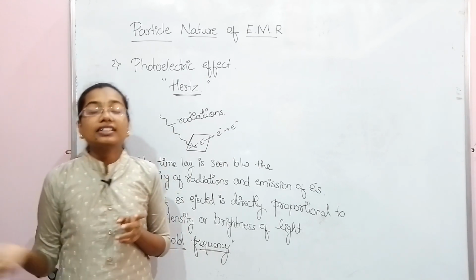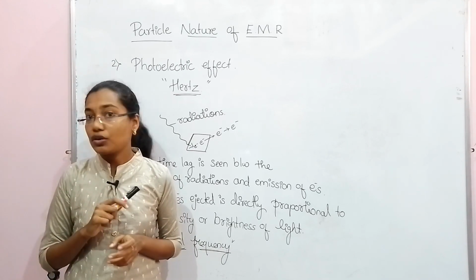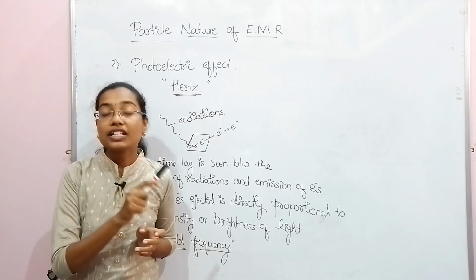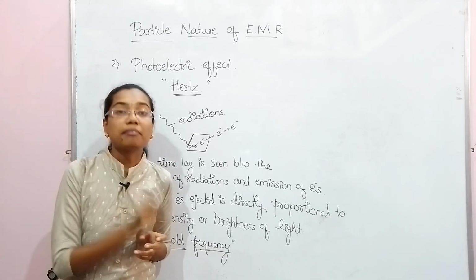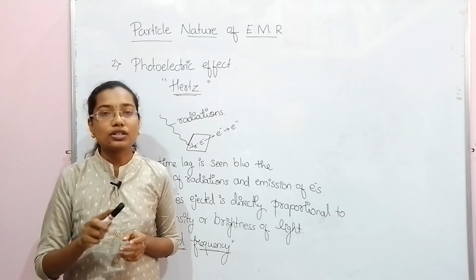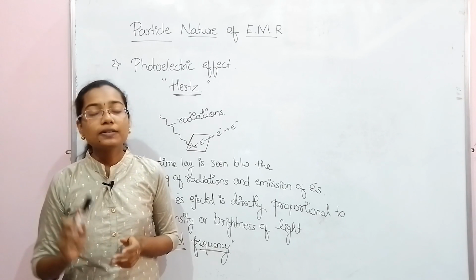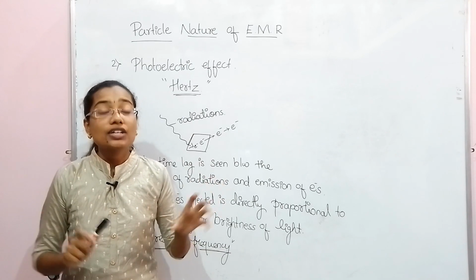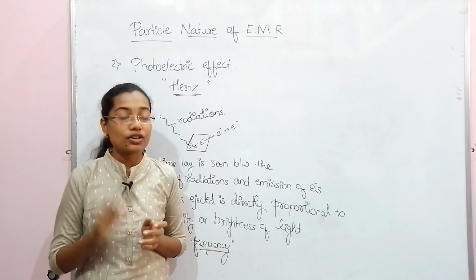Whenever the electromagnetic radiation is in motion, it travels in the form of a wave. Whenever electromagnetic radiation interacts with matter, what happens there? Emission or absorption of radiation happens. Both may not occur at the same time, but emission or absorption is seen when electromagnetic radiations interact with matter. These emission and absorption of radiations happen in the form of particle nature, not in the form of wave nature.